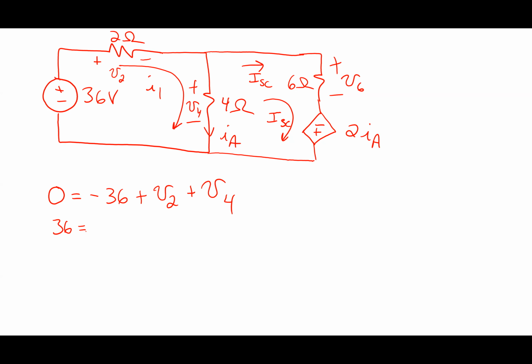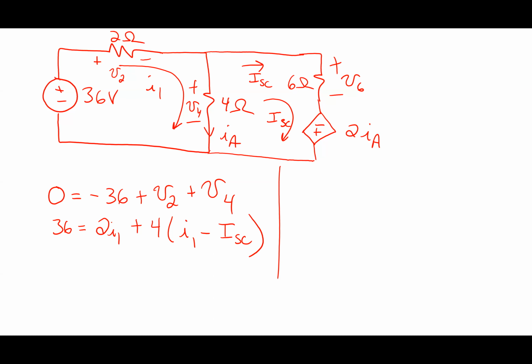Well, for V2 I want to put in the mesh current now: 2I1. And what's V4? Well, that would be 4 times I1 minus I short circuit, like that. And why minus? Because I1 goes into the plus terminal and I short circuit comes out of the plus terminal. Right? That's why I wrote it there. All right, that deals with the left mesh.